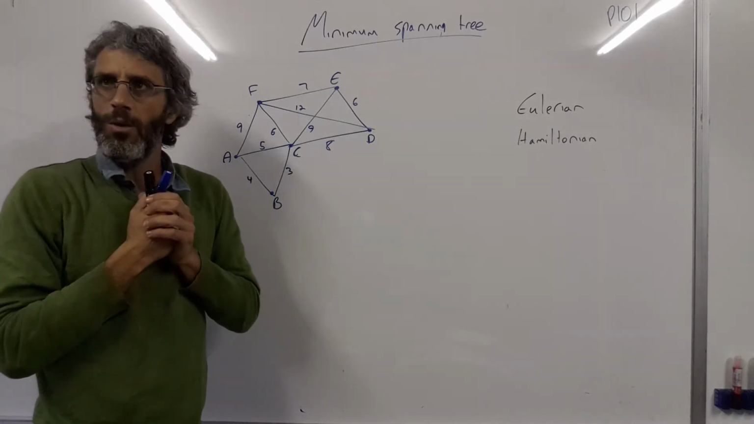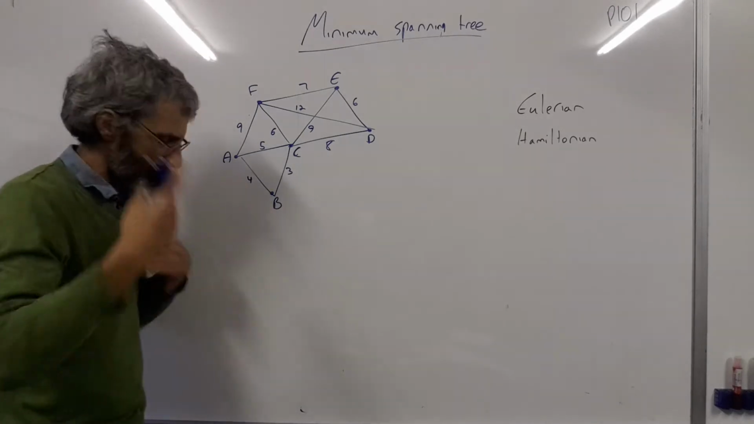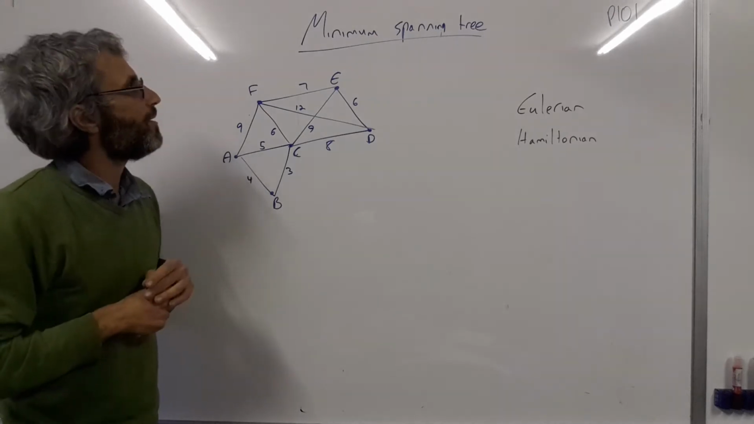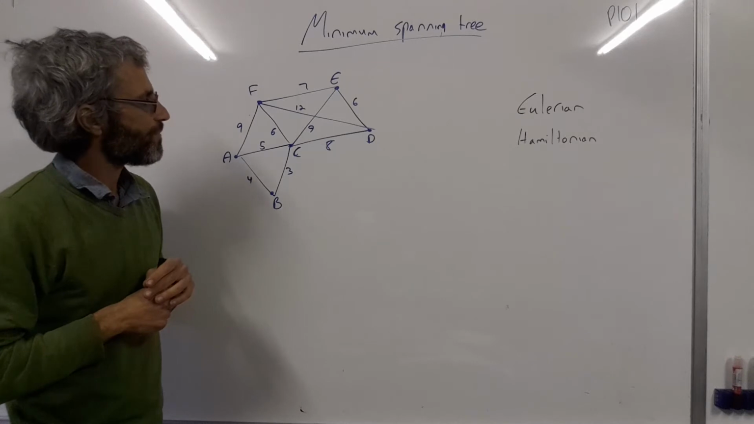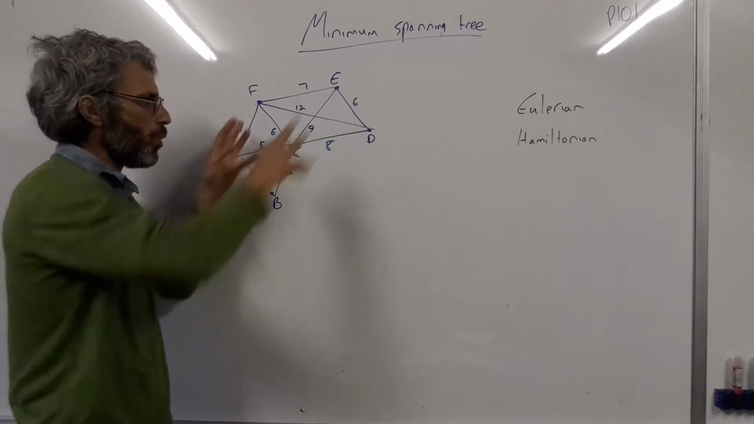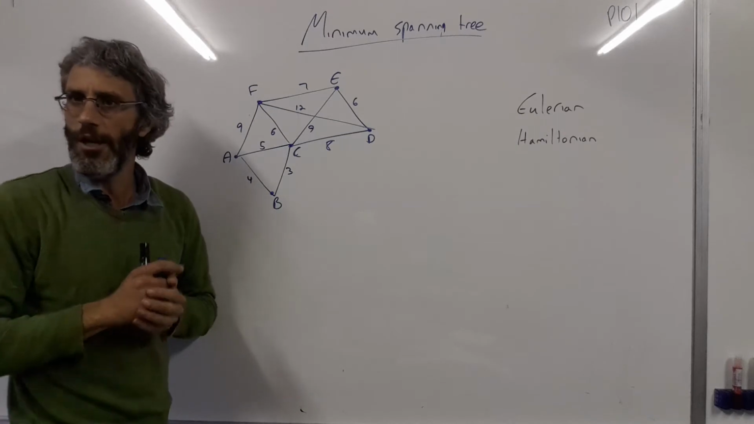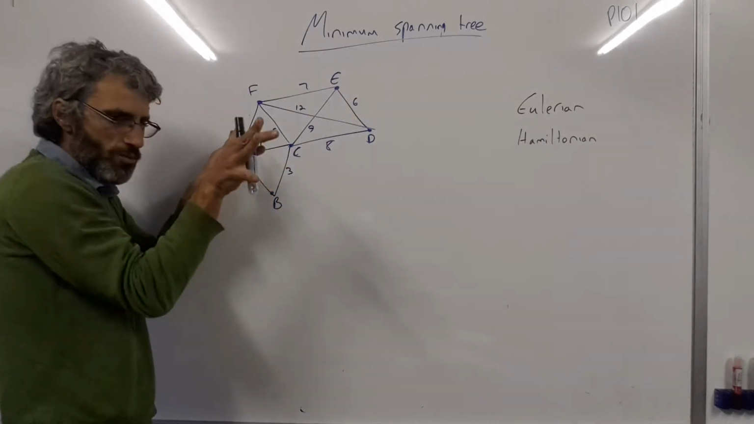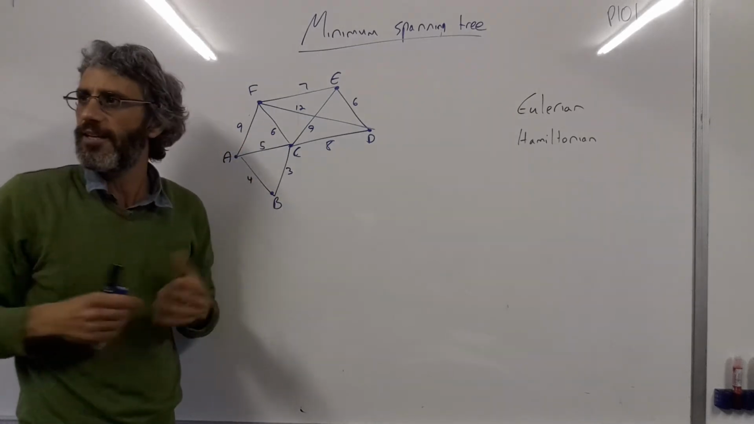I'll explain it using an example. What is a minimum spanning tree? We're basically trying to find the shortest path that will connect all the vertices. You don't have to go through all of them, but we need the shortest spanning tree. I think I kind of explained it.